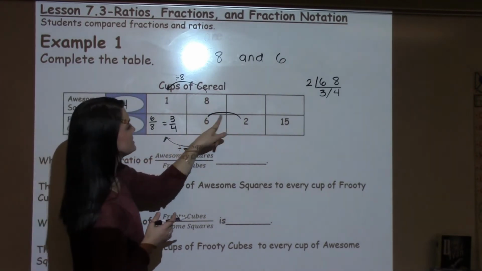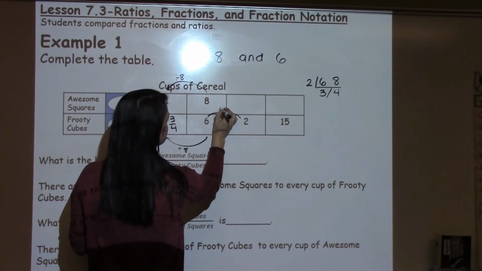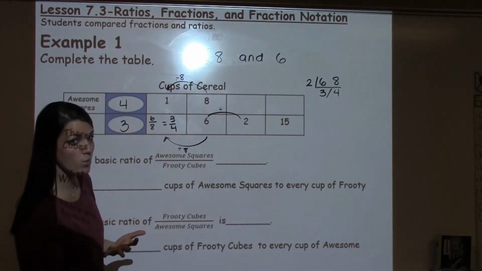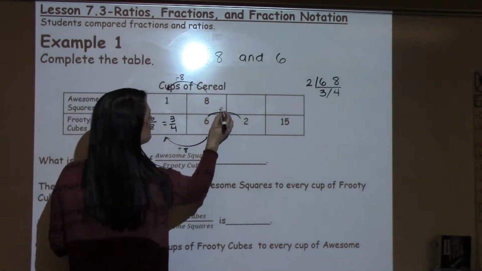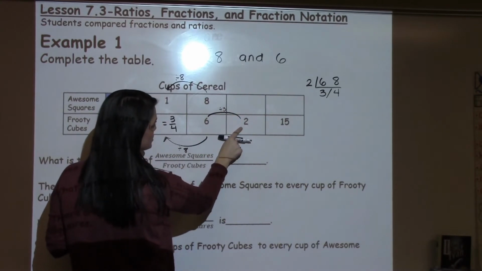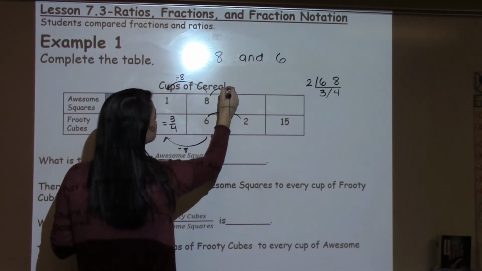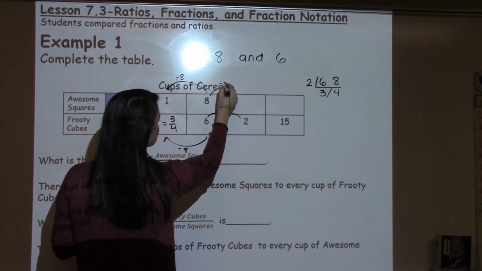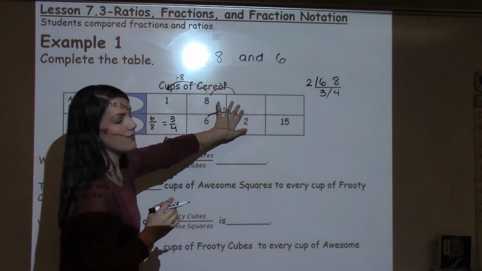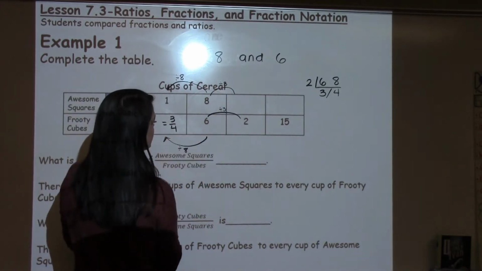So here, if I decide to go this way with division, I could say 6 divided by what gives me 2? Well, I know 6 divided by 3 gives me 2. All right, and then I would just have to move this same direction with the same operation in order to solve for this next spot.